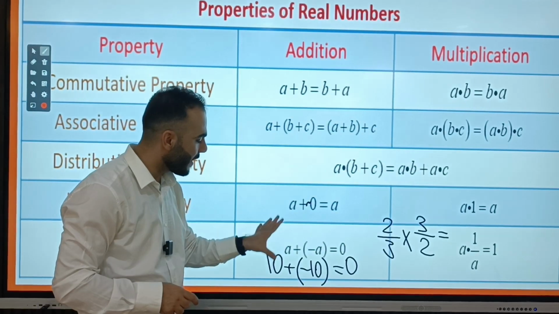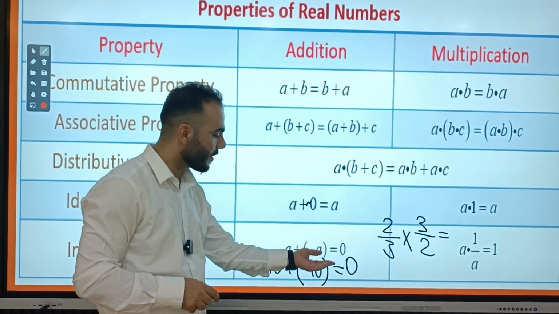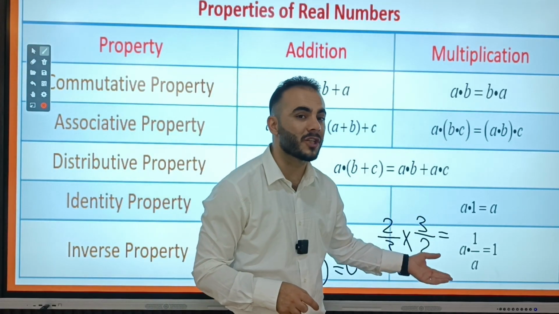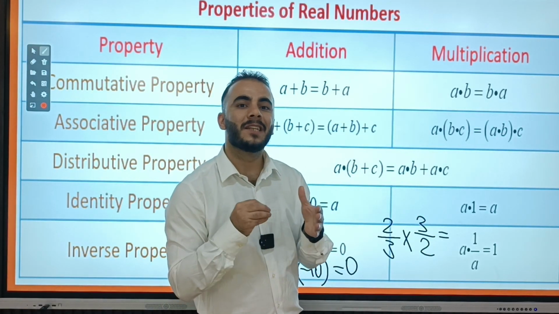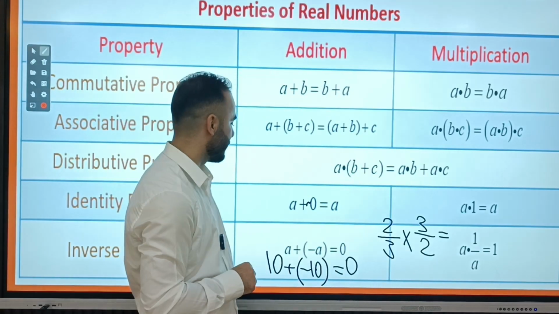For addition, we have a number plus its opposite, its inverse, giving us 0. But for multiplication, a number times its inverse is always equal to 1. Don't forget about it.